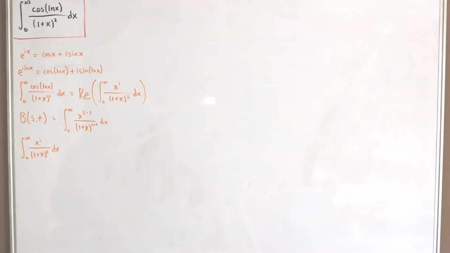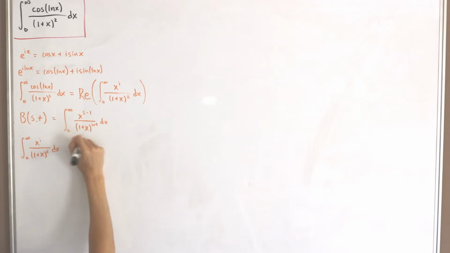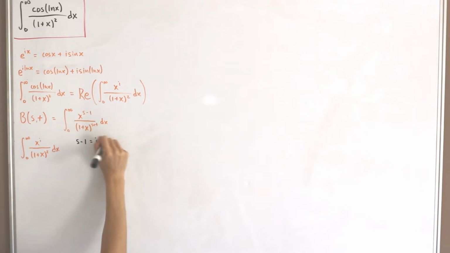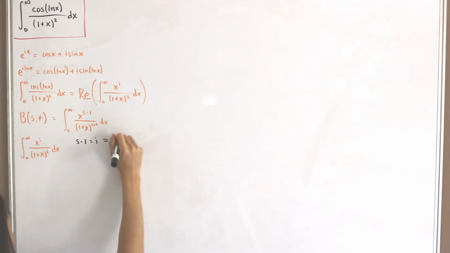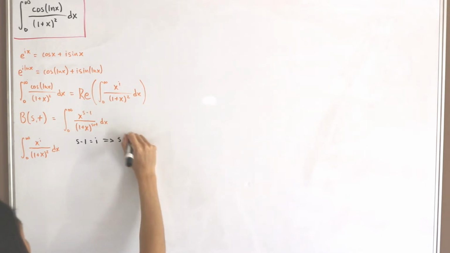So we'll just do a little comparison. We see that s minus 1, I'll set that equal to i. This just corresponds with each. So s minus 1, we set that equal to i. So doing some algebra, we see that s has to equal i plus 1.